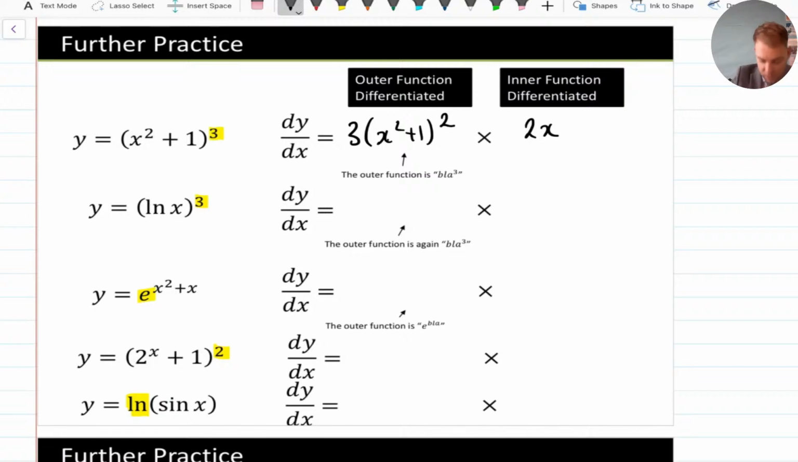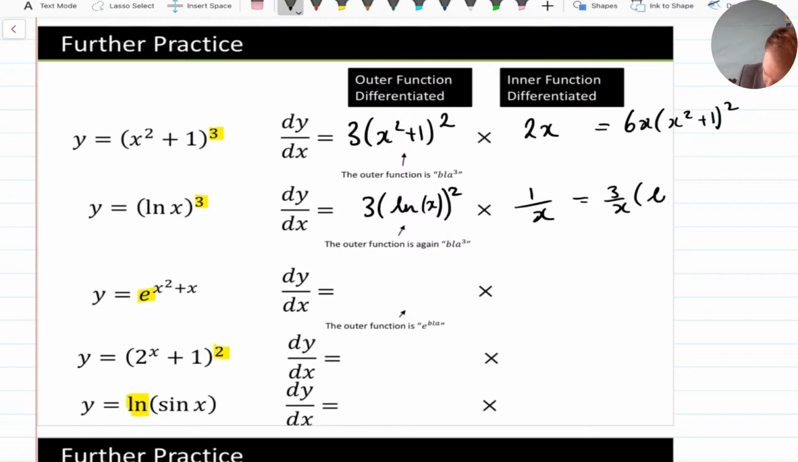Brilliant. So this next one here is very similar. The outside layer is that 3, so it's going to be 3 bracket ln of x all to the 2. And then if I differentiate inside that layer and multiply by it, well, the differential of ln x is just going to be equal to 1 over x. So I do that one there. And obviously you'd simplify these. I'm not simplifying them now, but you could if you wanted to. So this one would be 6x bracket x squared plus 1 all squared. This is equal to 3 over x times by ln of x all squared.